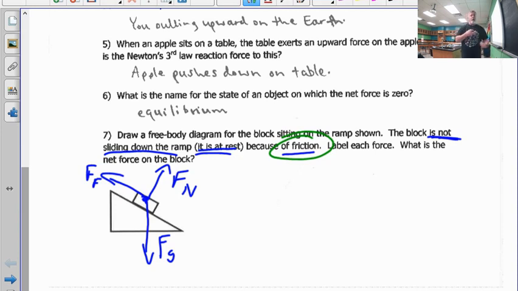So if we take friction out of our picture here for a moment, if I said we have no friction, what would happen to our block? Would it just sit there on the ramp, or would it move up or down?